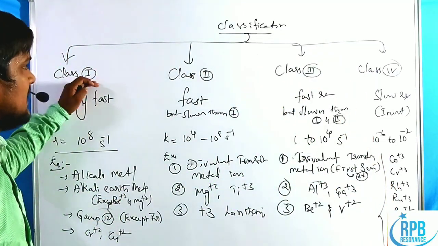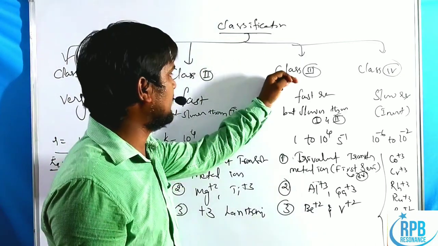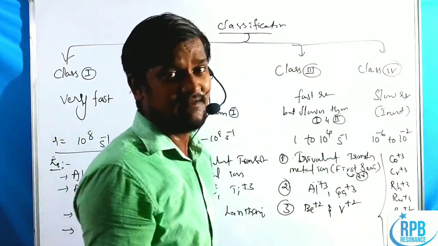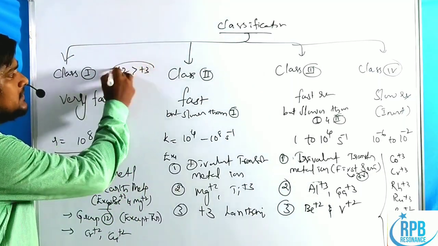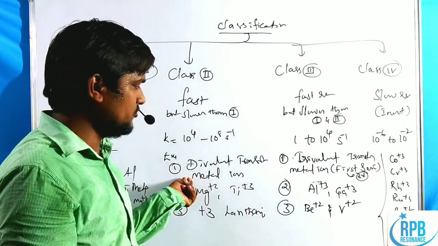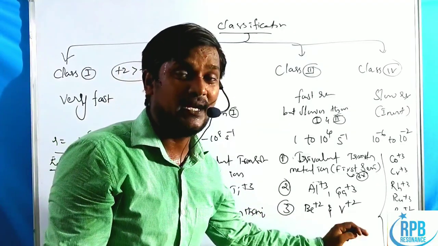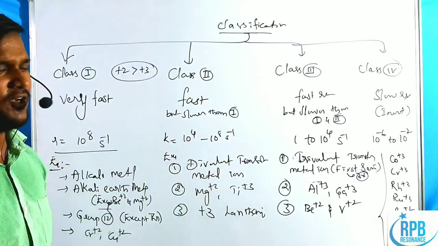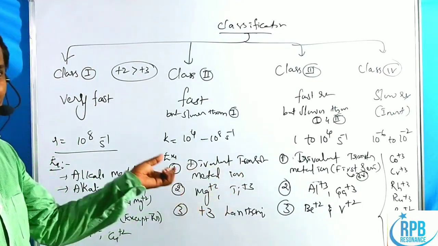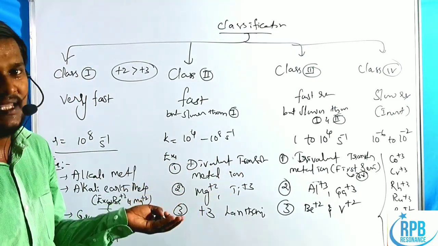Here, class 1 is greater than class 2, class 2 is greater than class 3, and class 3 is greater than class 4. Generally, plus 2 elements are greater than plus 3, with the exception of vanadium plus 2. Vanadium plus 2 will show less character when compared to all the divalent series. Again, in the divalent series, some of the elements will show more character.